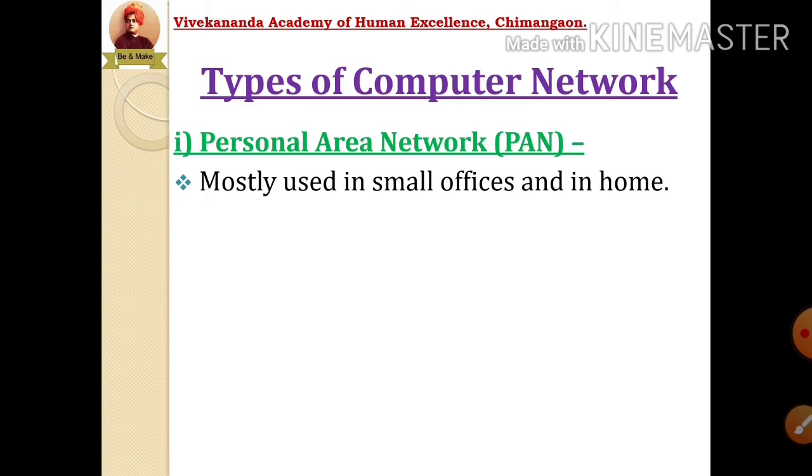It is a starting stage of computer network, means the smallest ever network we can form with the help of a personal area network. This network is mostly used in small offices and at home. Means this network is used for communication among various electronic devices such as personal computers and mobile phones in close proximity. Close proximity means in a nearby area.